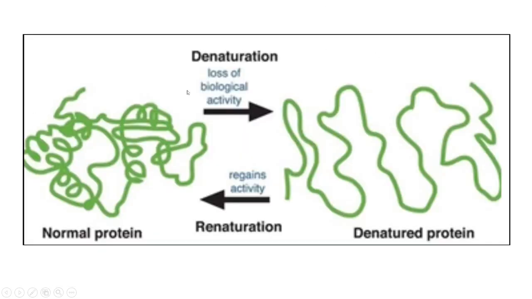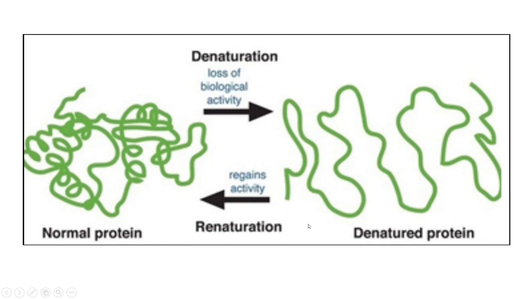So here's a picture of that. If this is the normal protein's three-dimensional conformation, the native conformation, when there's denaturation, it now becomes unraveled. The three-dimensional structure is lost. So there is a loss of biological activity. So it's no longer functional when the protein is denatured.